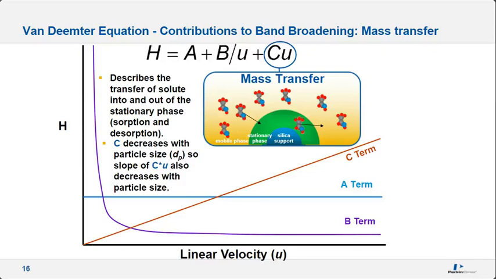And this is one of the biggest factors that's involved in utilizing smaller particles. So if you have a smaller particle, you'll have better mass transfer of the analyte from the stationary phase to the mobile phase, and you'll consequently have sharper peaks over a longer flow rate range.